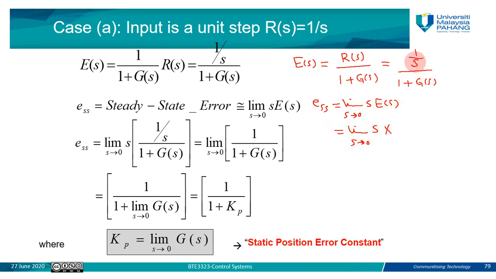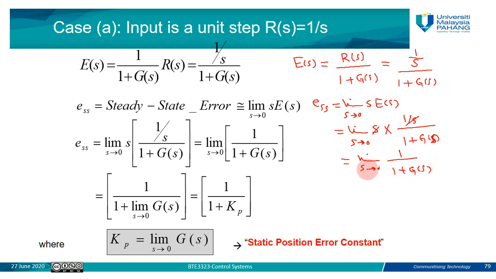What is the value of E(s)? It is here: 1 over s over 1 plus G(s). So this is the value of the steady state error that we want to find. Now, if you have s times 1 over s, this s will go with that s. So the formula becomes limit s goes to 0, 1 over 1 plus G(s).